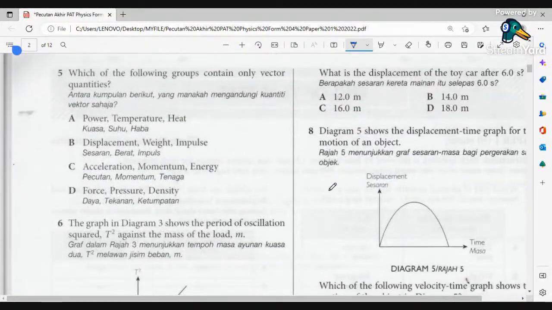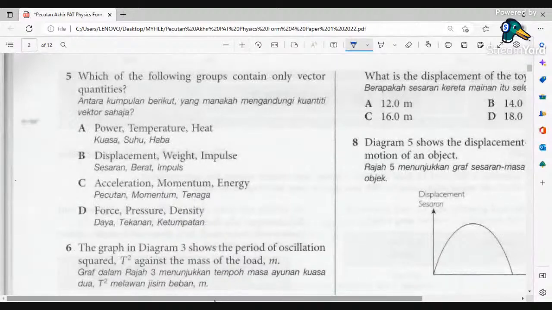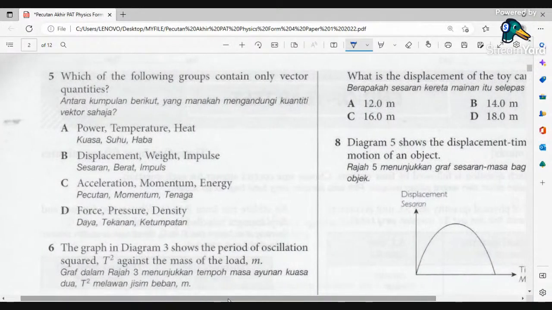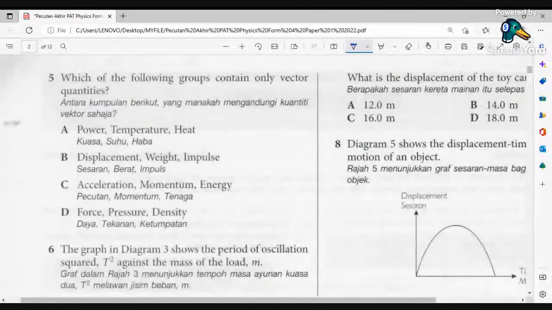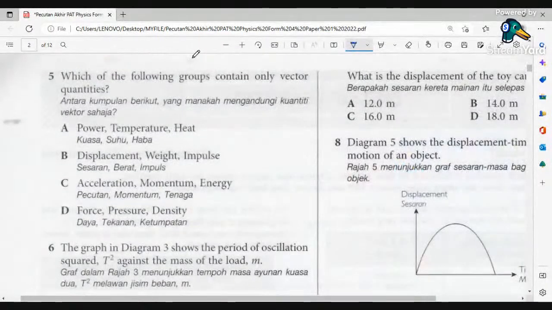Okay, number 5, which of the following groups contains only vector quantities? Vector saja, maksudnya yang ada direction saja. Some of the physical quantities you need to memorize. You must know which group they are in, either vector, scalar, or derived, or base. Itu mesti tahu. Okay. So look at the first one. Only vector yang ada direction.